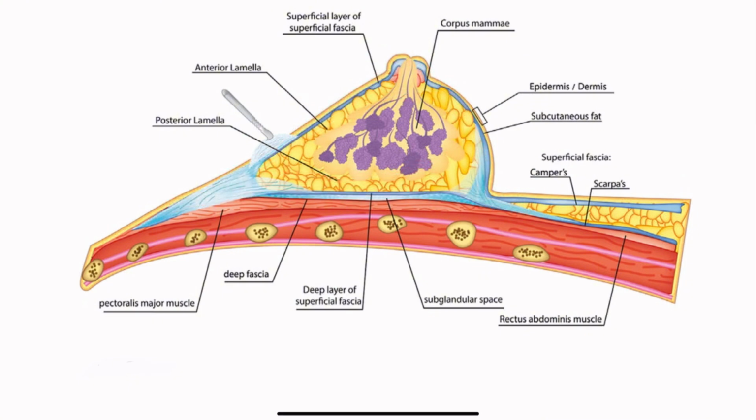Below the superficial fascia, so here's the superficial fascia in blue. Below the superficial fascia, there's the deep fascia, which is also called the pectoral fascia. Why? Because it covers the pectoralis major muscle.